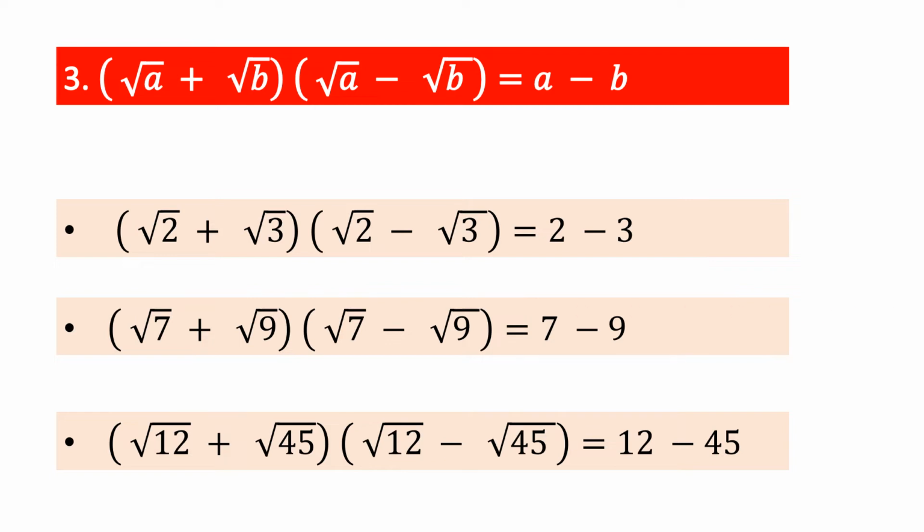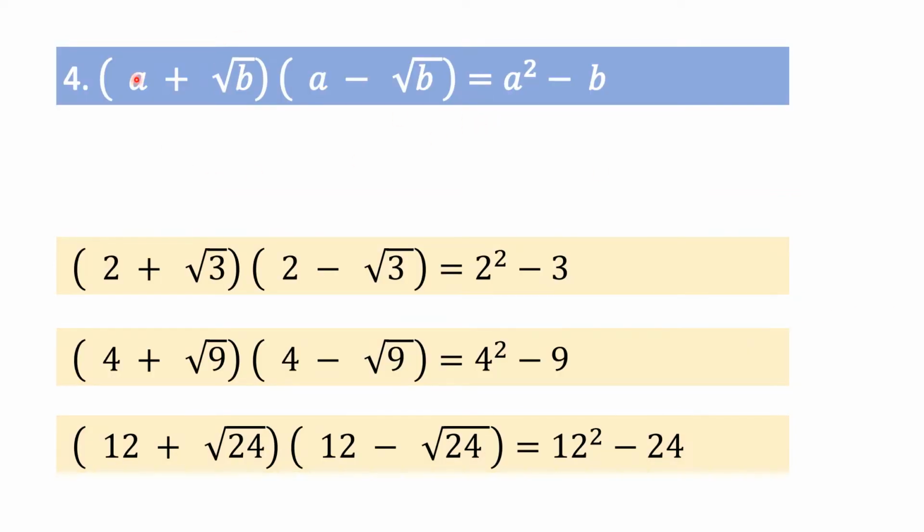Now next one, the fourth rule. In the previous question, you can see that both numbers had a root. Here only one number has a root. The first number a does not have a root and b has a root. So a plus root b, a minus root b. You can see the same terms are repeating, a and root b, and only the sign is different, plus and minus, and the common sign is multiplication, right? So it is equal to a square minus b. That is the formula.